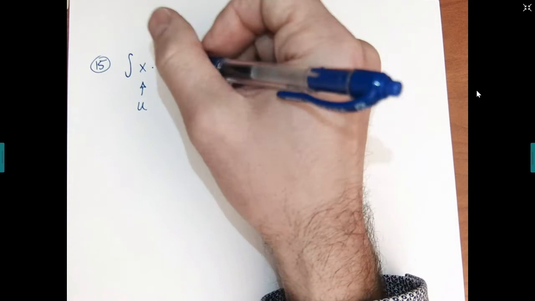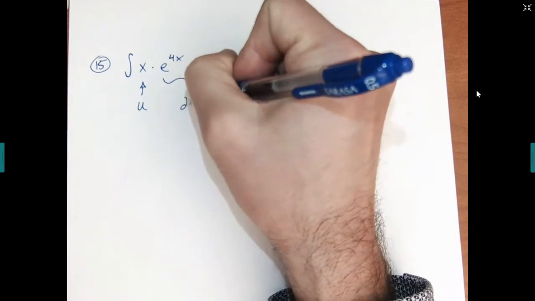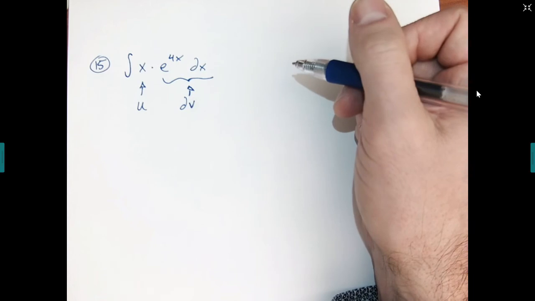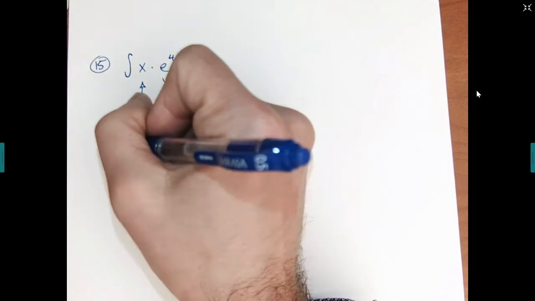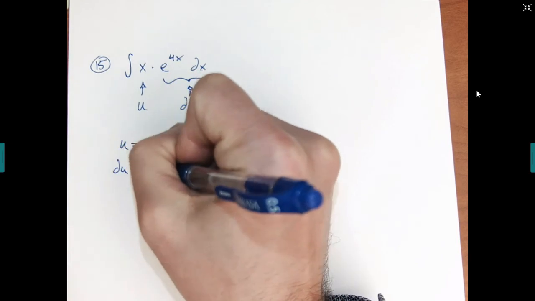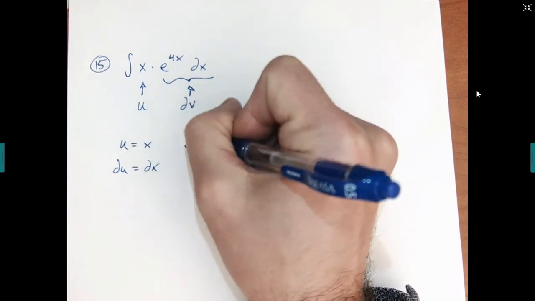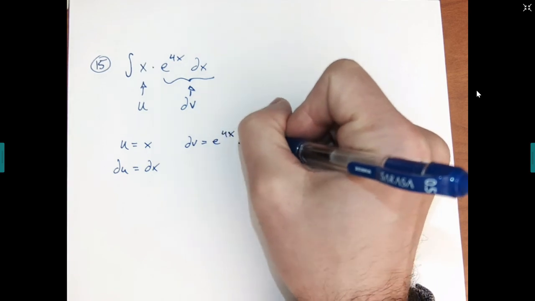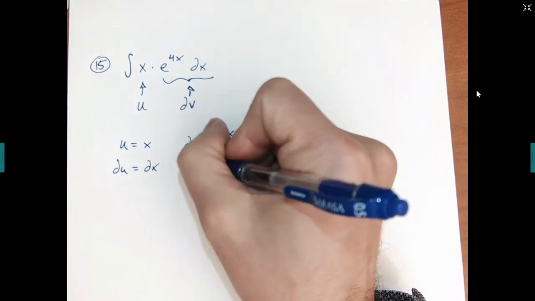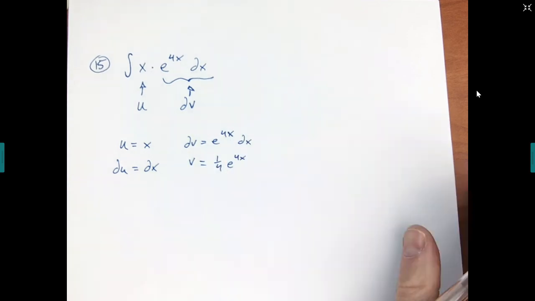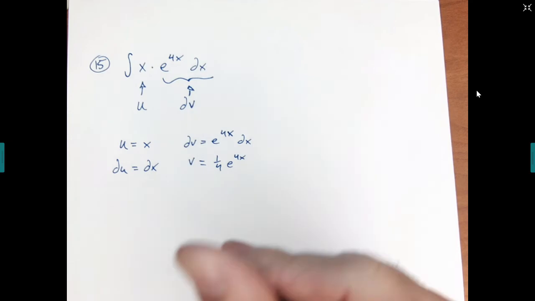We select u and the remaining dv. Remember our little memory aid that I gave in class. And when we select u to equal x, du is equal to dx. And when dv is equal to e to the 4x with respect to x, integrating that, we get v is equal to 1/4 e to the 4x. And you can do that off to the side if you need to.